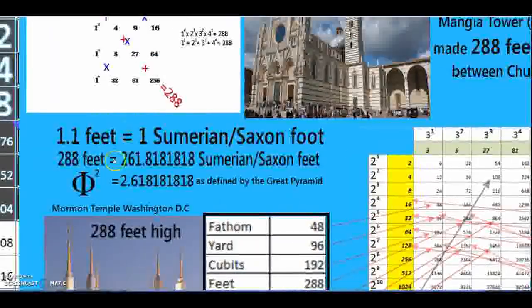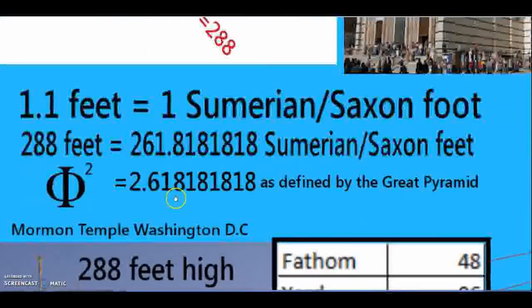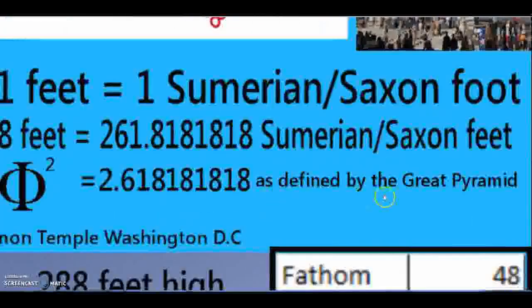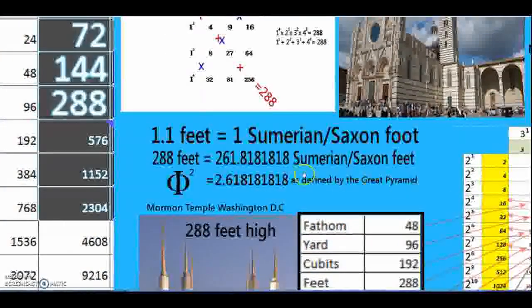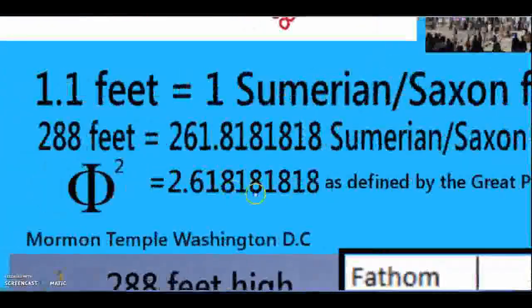It's also nice that in the Sumerian scale, or the Saxon foot, or the Indus Valley. So Mohenjo-Daro, the Sumerian foot, Mohenjo-Daro foot, and the Saxon foot, which was used up until the time of Elizabeth I. Well, 288 feet would be 261.81818181, and that is essentially phi squared, or phi plus 1. And actually not as defined by the Great Pyramid. Okay, so forget about this. It's sort of true, but if you take it too literally, that won't be correct.